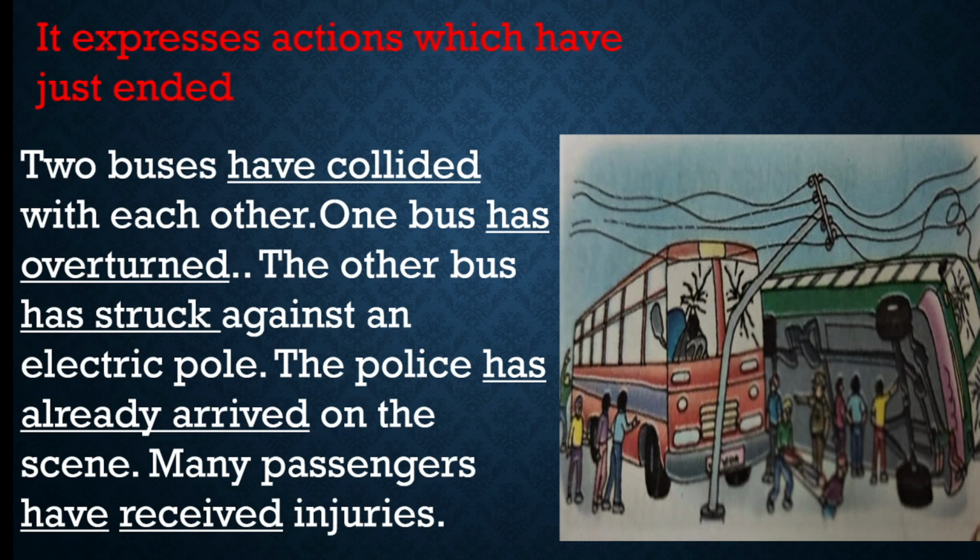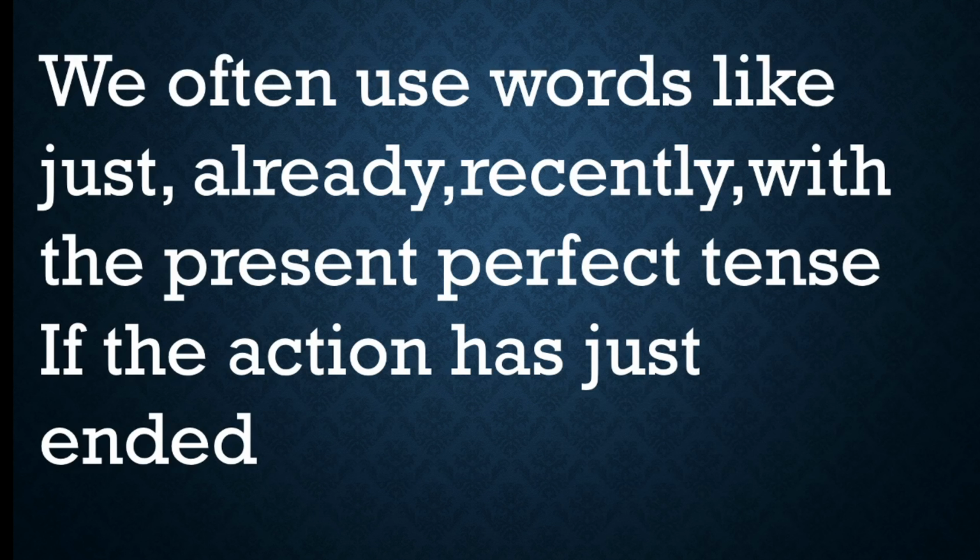See here, the bus accident has taken place. Now you can see the buses. You can see the bent pole. The nurses are carrying the injured people. You can see the policemen. The effect is seen. You can see everything right in front of your eyes and you can feel. So in such a situation you use present perfect tense. We often use words like just, already, recently with the present perfect tense if the action has just ended.